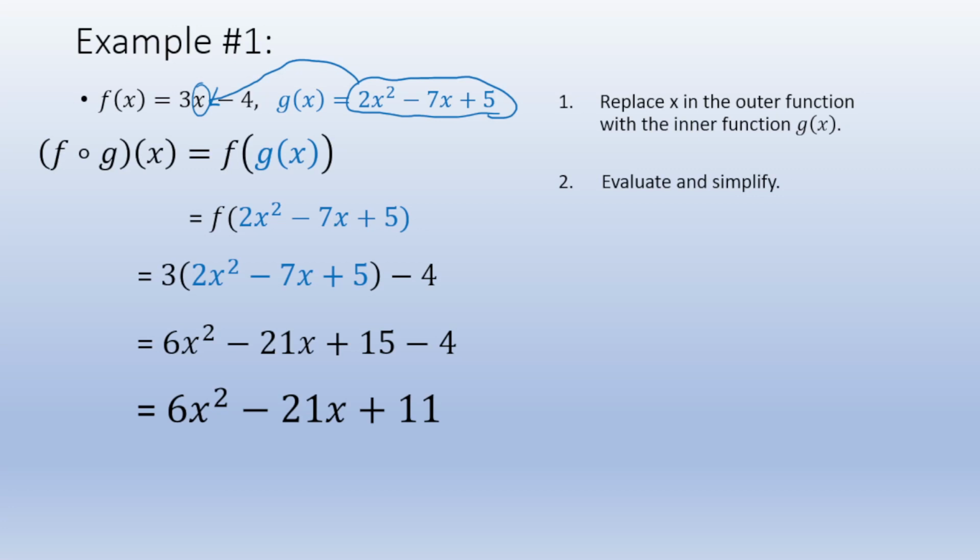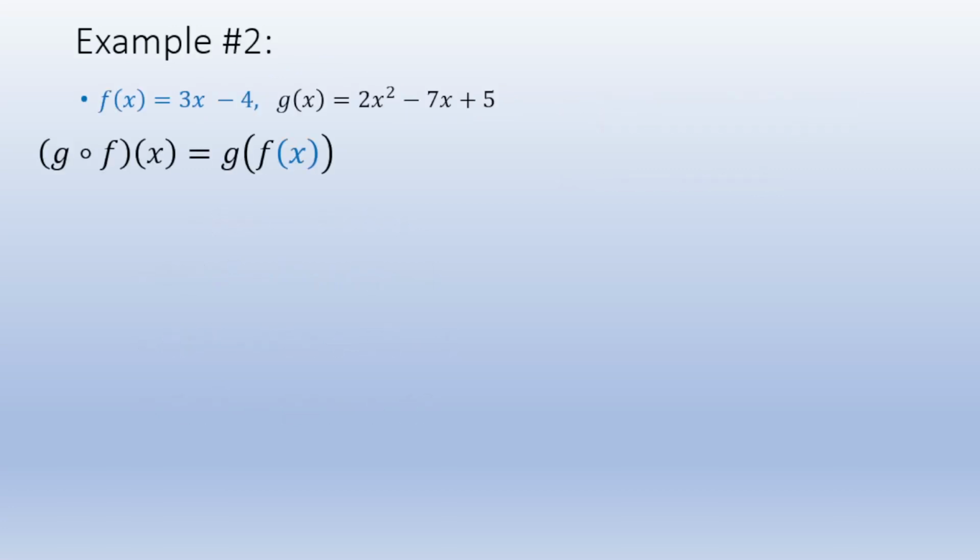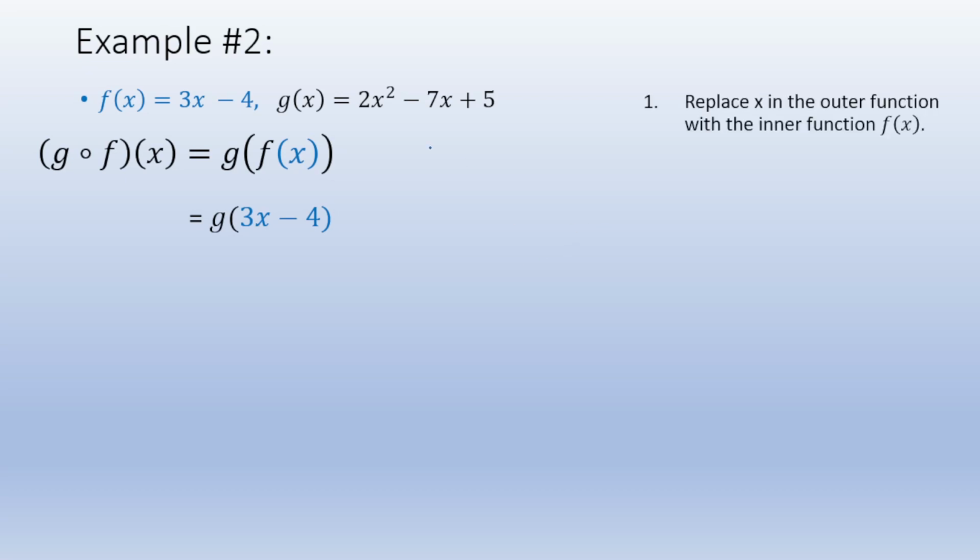Let's take a look at another example. We're going to look at the same two functions, but now we're going to switch the order of the functions. So instead of f composite g of x, we're going to look at g composite f of x. So here we have g of f of x. That means we're taking g of what f of x is, which is 3x minus 4. So then we're going to replace the x once again in the outer function with the inner function.